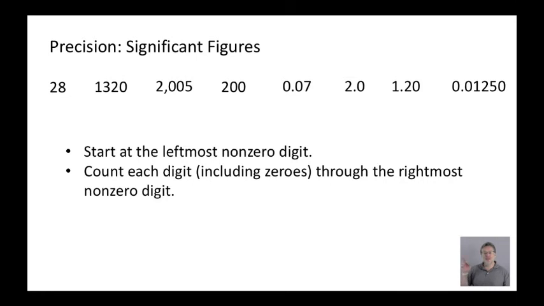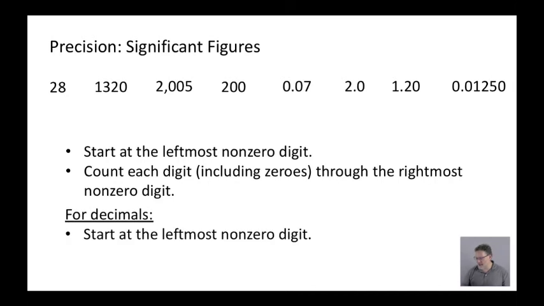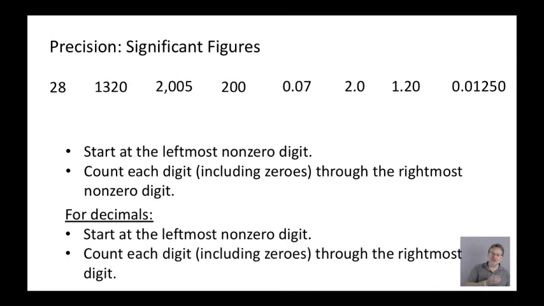Now, for the 3 last ones that are above my head here, there is an additional rule for decimals, and that is that you start at the leftmost non-zero digit, but you keep counting through the rightmost digit, even if that last digit is a 0. Now that didn't happen for 0.07. We didn't have any zeros coming after that. If we did, then we'd count those as well. But we had just the 0.07. We started at the 7 and ended at the 7, and so we only had 1 significant digit here.